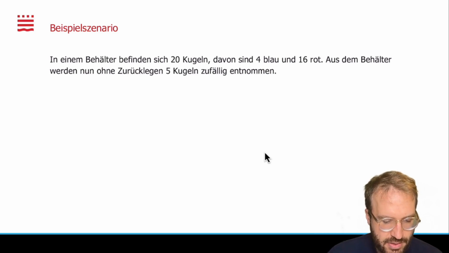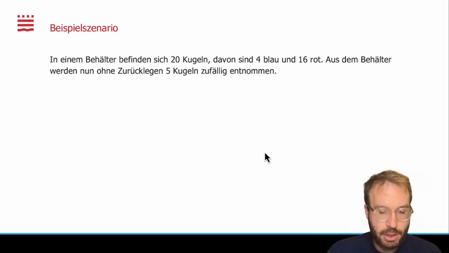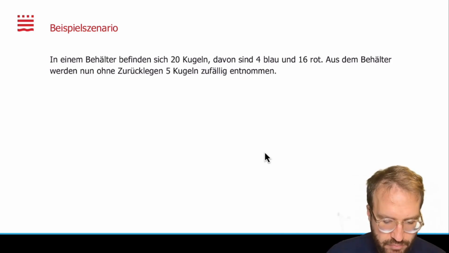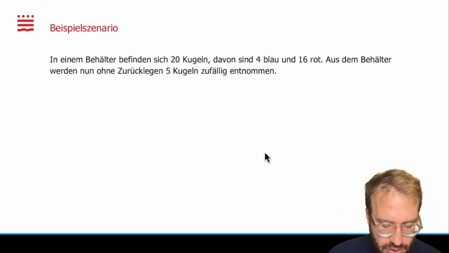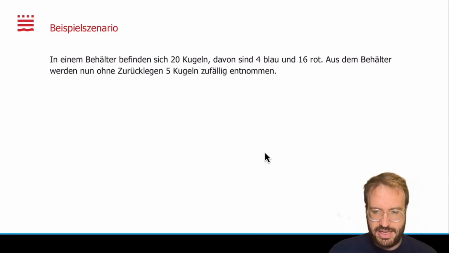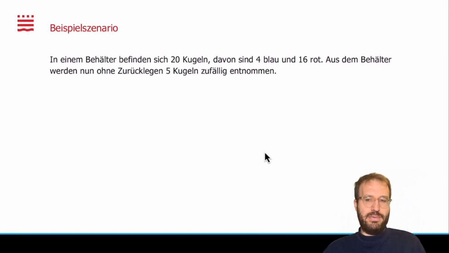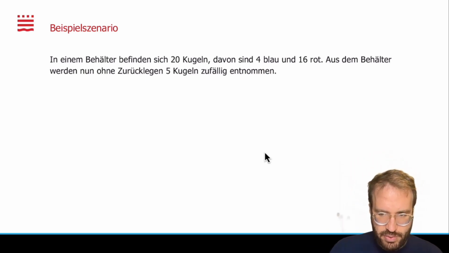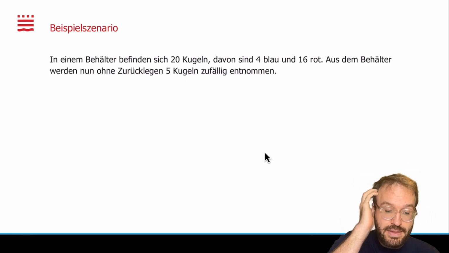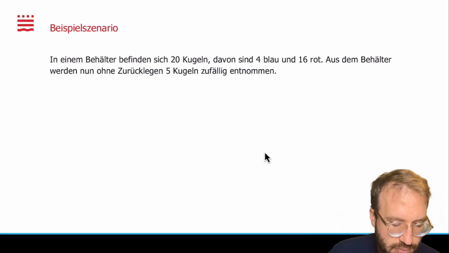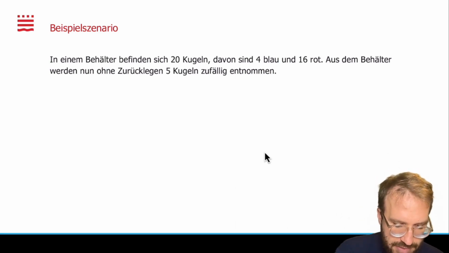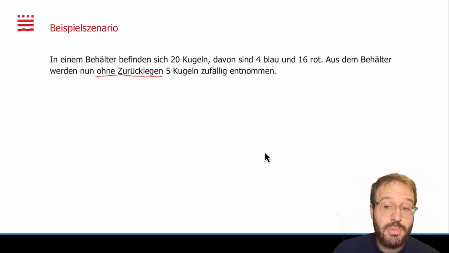Okay, so what is our example? Scenario: imagine you have a container, an urn, and there are 20 balls in there. There are two categories of them: 4 are blue and 16 are red. This is basically our second important property: how many have a property, for example being blue, and how many do not. Then we draw from this urn, and now comes the important word, without replacement. The hypergeometric distribution is without replacement.